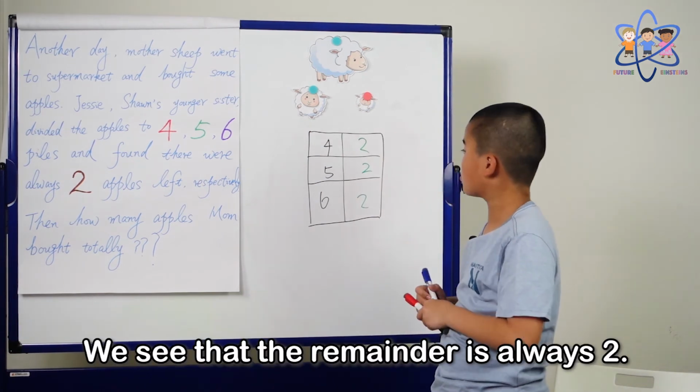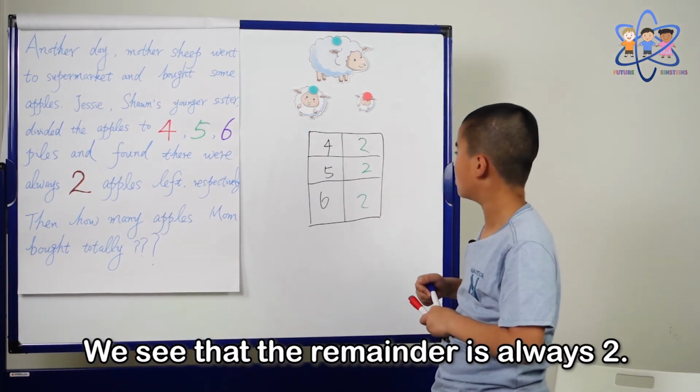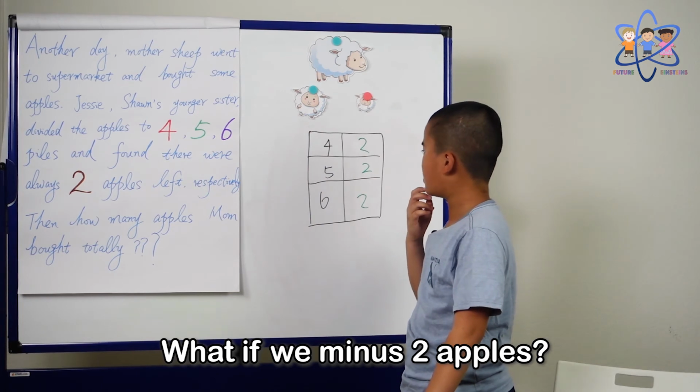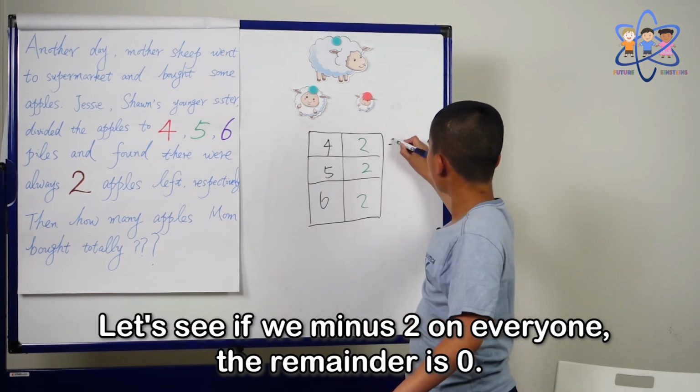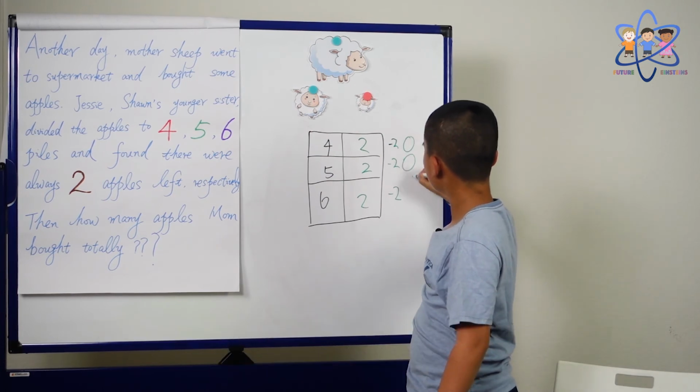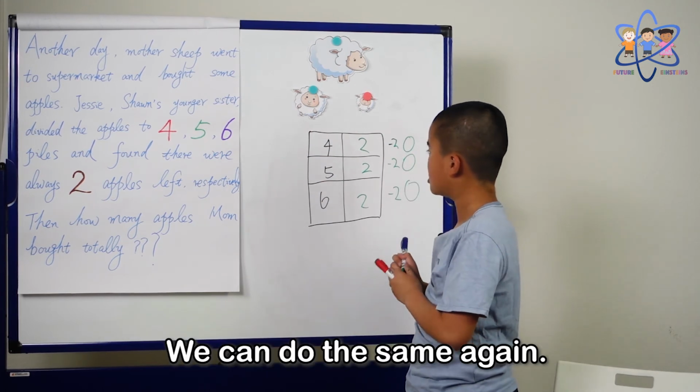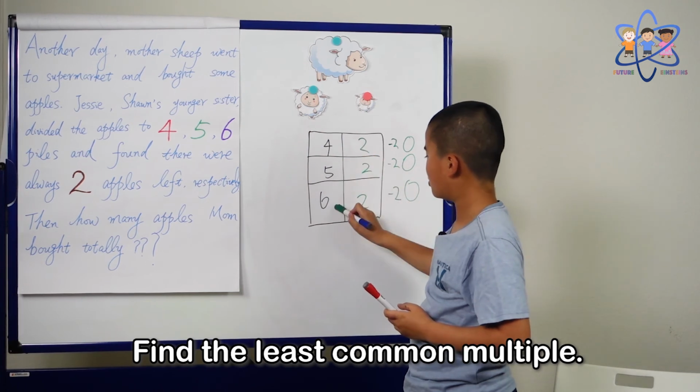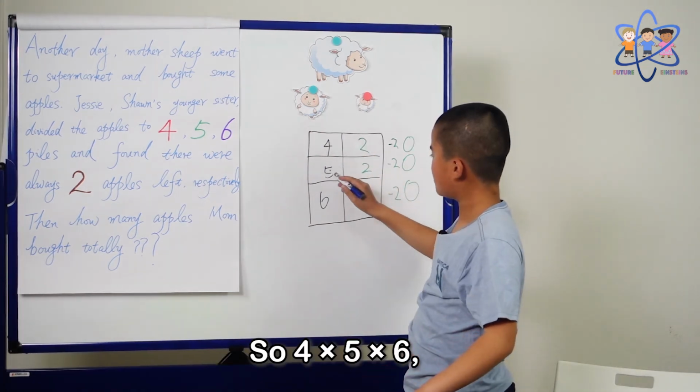We see that the remainder is always 2. What if we minus 2 apples? Let's see. If we minus 2 on every one, the remainder is 0. We can do the same again. Find the least common multiple. So 4, 5 and 6.